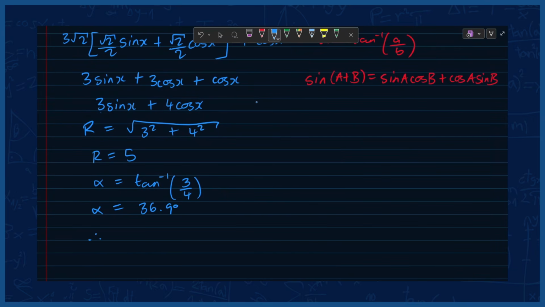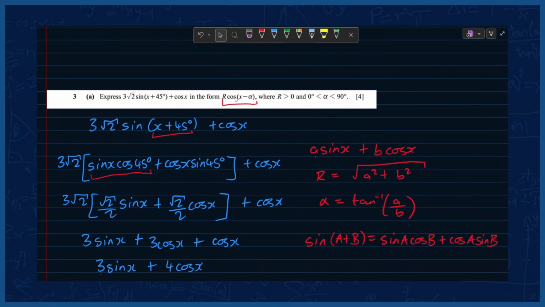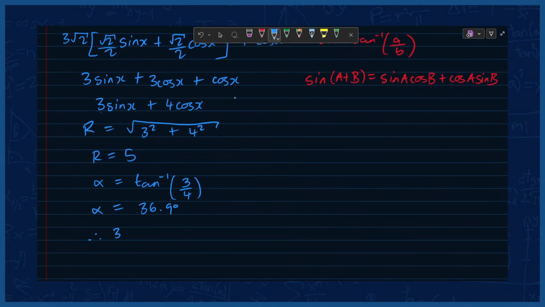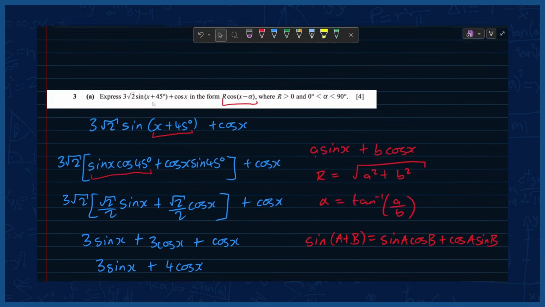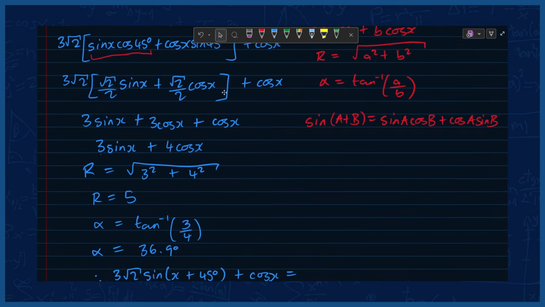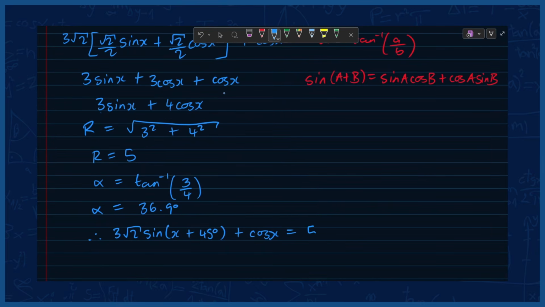So that means, therefore, the expression they gave us there, 3 root 2 sine(x plus 45 degrees) plus the cos x, can be written in the form r cos(x minus alpha), and we know r is 5, so 5 cos x, and we know our alpha is 36.9 degrees. And that's our final answer for part A.